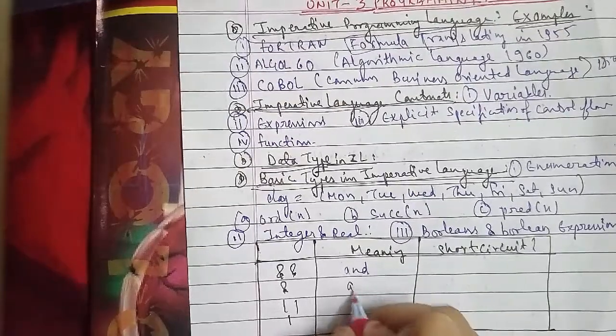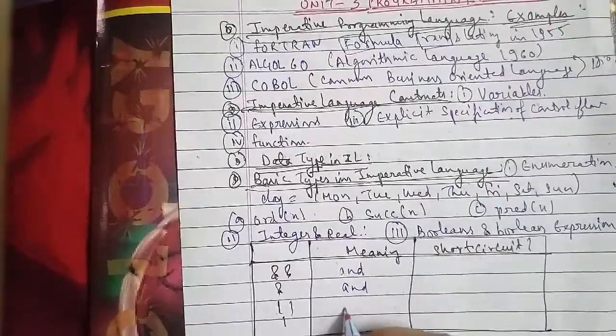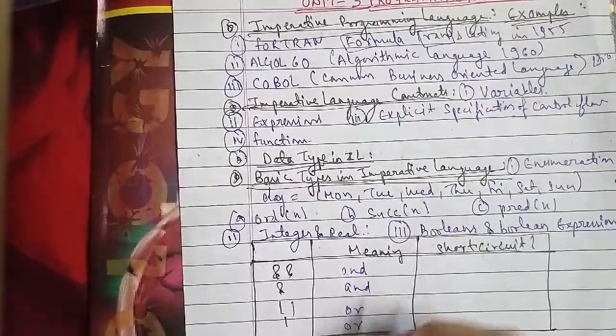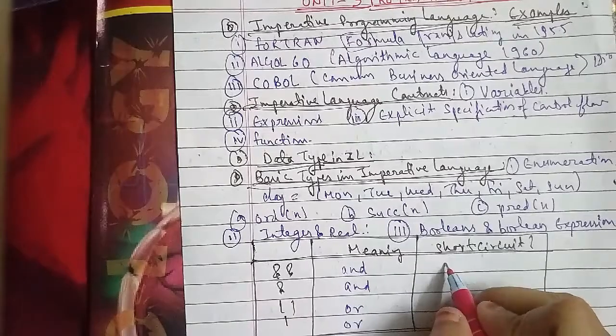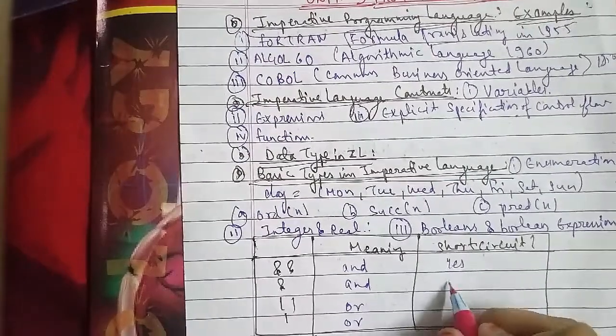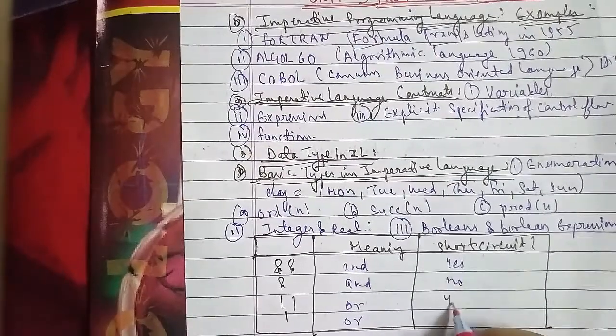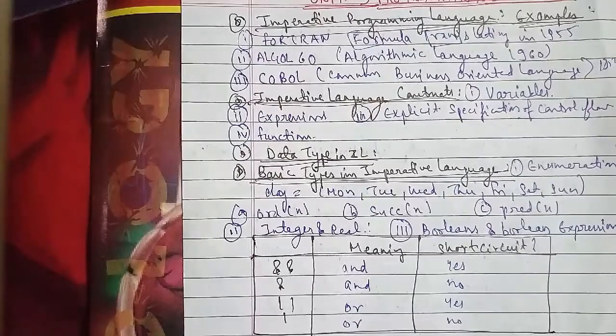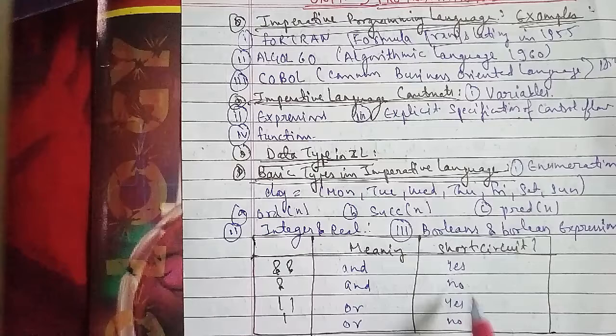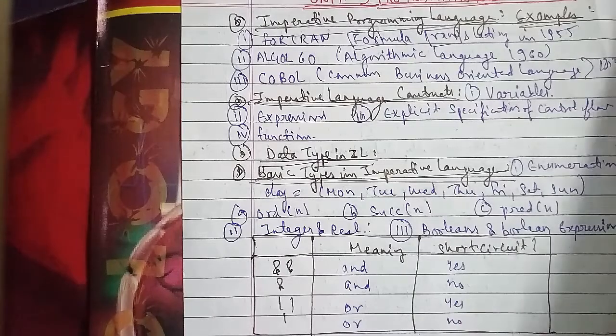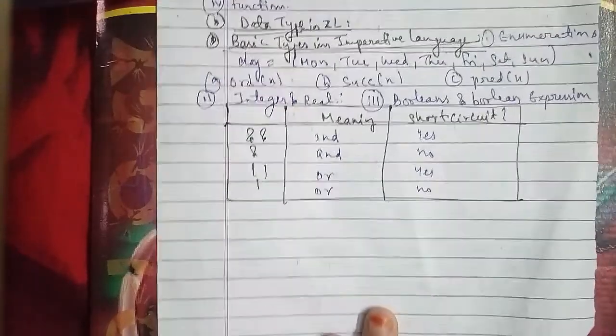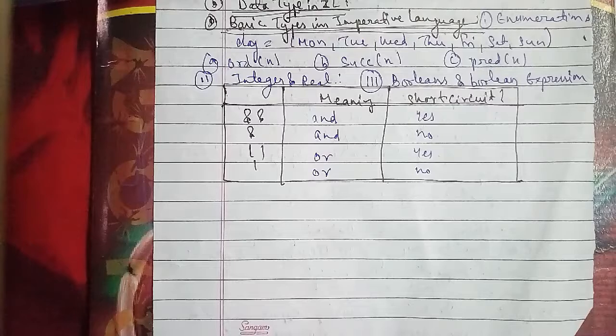This is also an AND. This is OR, and this is also OR. When AND takes place, then yes, short circuit takes place. In this, no, yes, and in this, no. So you can just say that when it is double, then it takes place as short circuit, otherwise it is not.